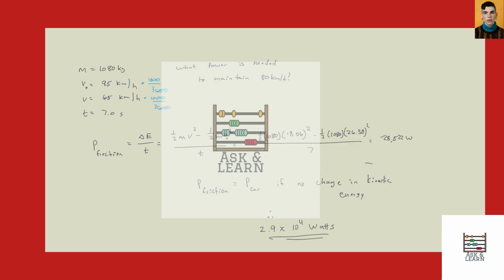So I need to convert those by taking 1,000 divided by 3,600 and multiply that by 95. That'll change to meters per second. So that's a conversion that you should be familiar with at this point. Converting from kilometers per hour to meters per second is 1,000 divided by 3,600. So I do that to both velocities so I can calculate the amount of energy in joules here. The time is 7 seconds, so that's in the standard unit, so we're good there.